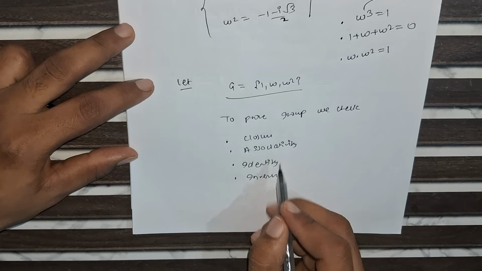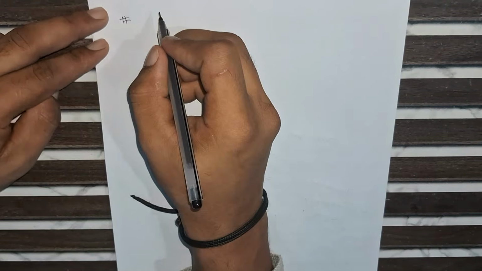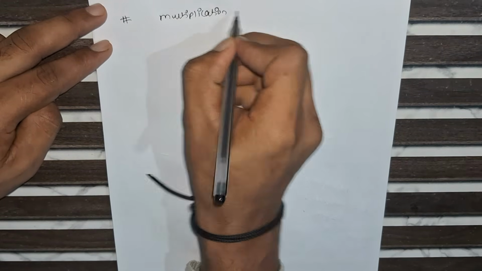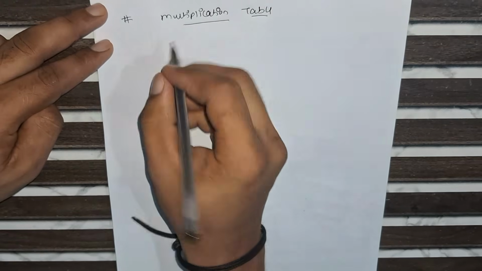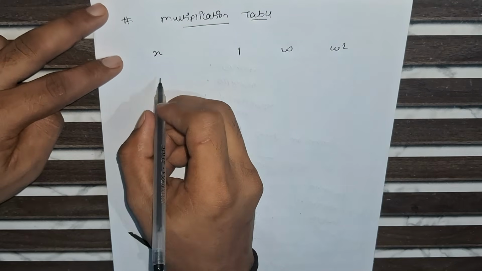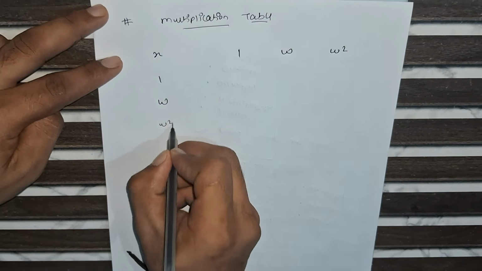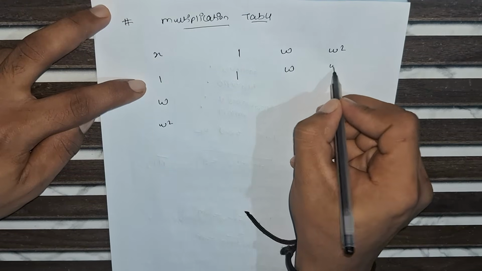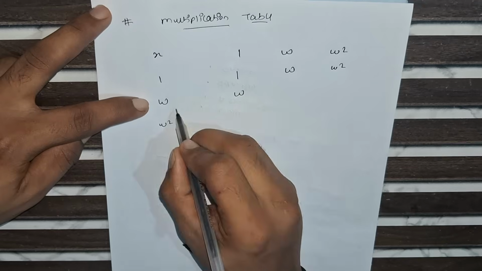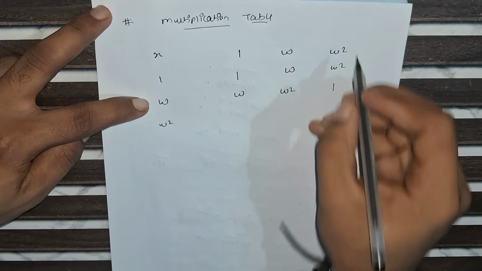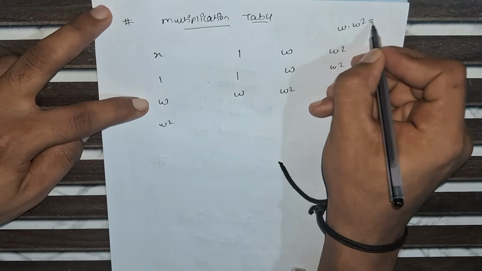So to prove these conditions, we have to make the multiplication table. So now we are constructing the multiplication table. Here x, this is 1, omega, omega square, like that. So 1 into 1 is 1, 1 into omega is omega, and 1 into omega square is omega square. Like omega into 1 is omega, omega into omega is omega square, and omega into omega square is equal to 1, because omega into omega square equals to 1.